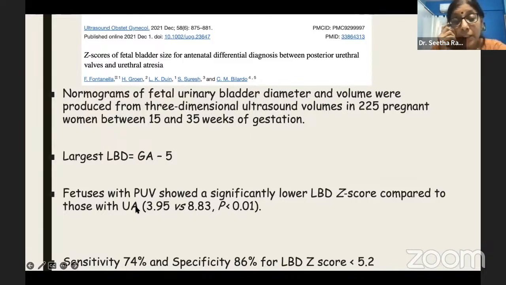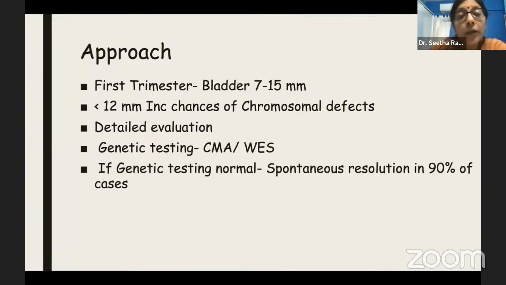And they found that fetuses with posterior urethral valves had significantly lower Z-scores compared to those with urethral atresia. Here they said it was quite sensitive, about 74%, with a specificity of 86% when you considered Z-scores of less than 5.2. They could predict quite well if it was actually posterior urethral valves or urethral atresia.